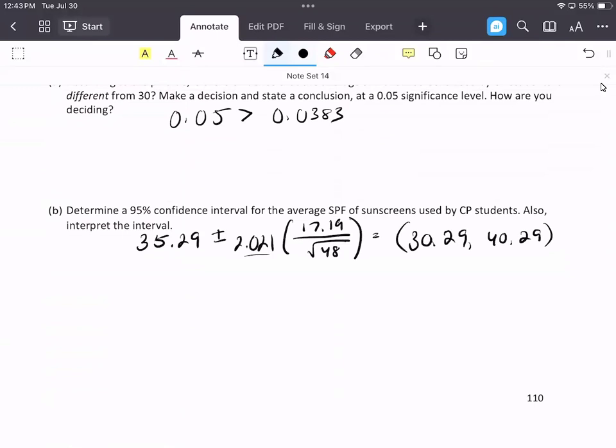So the interpreting should be very similar to what we did before. What level of confidence? We are 95% confident that the average SPF used by all Cal Poly students is between 30.29 and 40.29. Okay, so it's very similar setup to what we've done before, except that now instead of talking about proportion or percent, we're talking about the average.